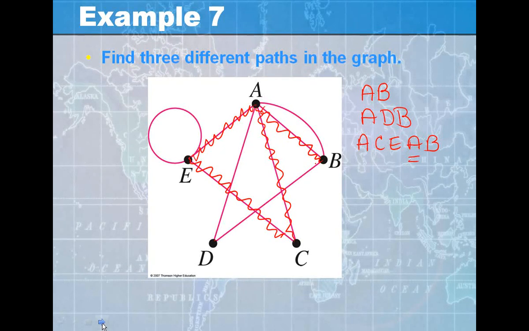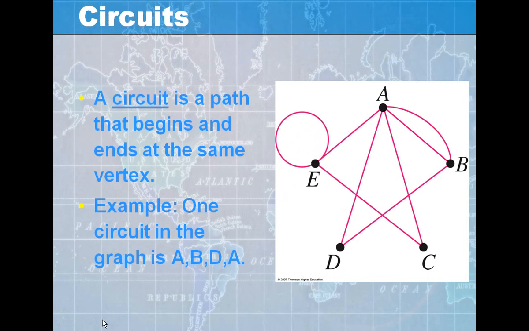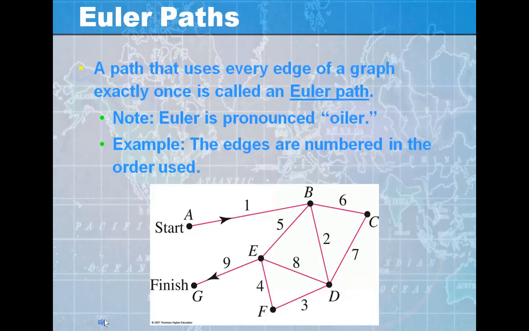Next we have circuits. Circuits are a special type of path. These are paths that begin and end at the same vertex. So one circuit on this graph would be A to B, B to D, and then D back to A. So we have a path, and it started and stopped in the same place. That's called a circuit.